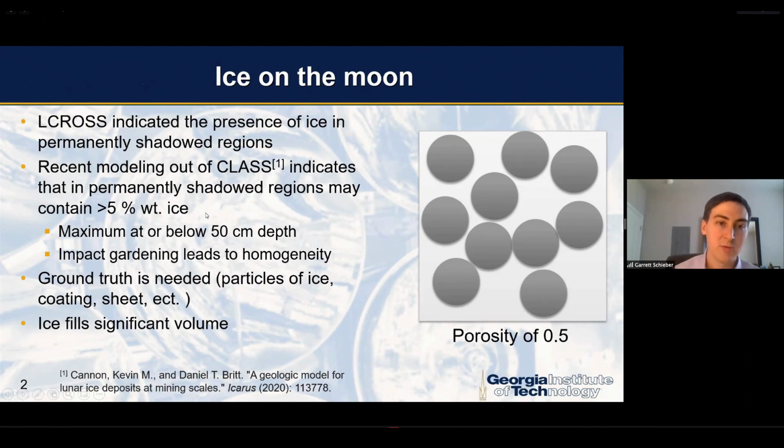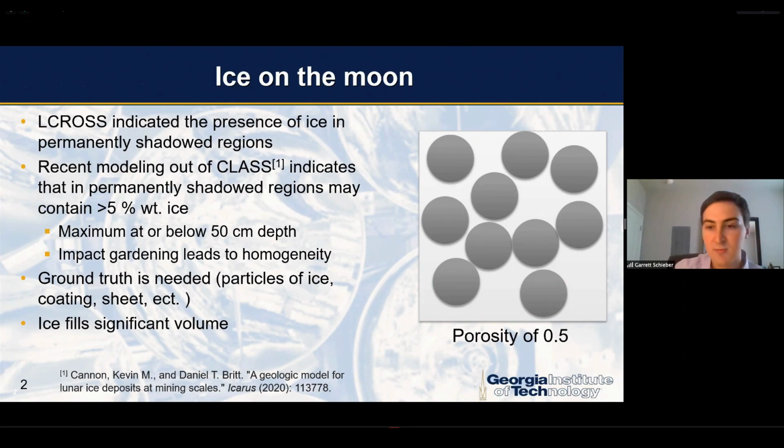Their conclusions were just that regolith in permanently shadowed regions may contain more than 5% of water ice, and its maximum will be at or below about 50 centimeters of depth. And that also impact gardening may lead to homogeneity. However, ultimately ground truth is needed because we still don't know the exact morphology of the ice within the regolith. Is it particles? Is it a coating on the regolith particles? Is it a sheet? And there's many other possibilities.